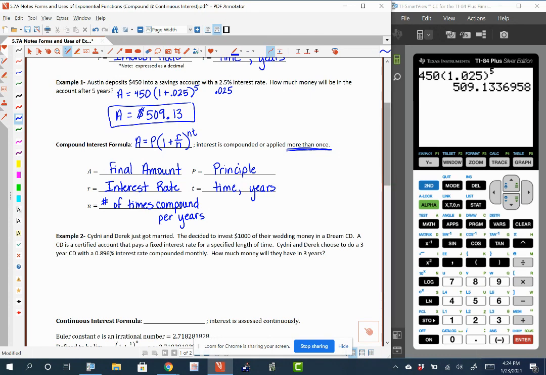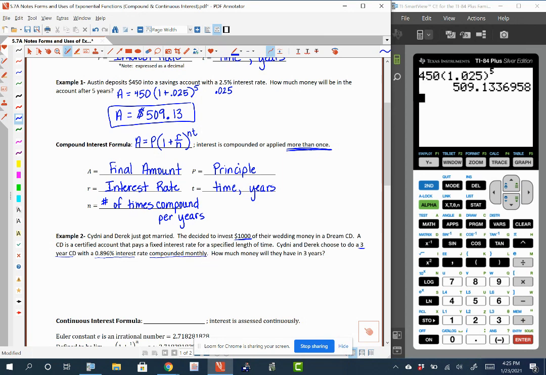It says Cindy and Derek just got married, and they decided to invest $1,000, so there's that initial amount, of their wedding money into a dream CD. It says a CD is a certified account that pays a fixed interest rate for a specified length of time. So it's kind of just another version of a savings account. Cindy and Derek choose to do a 3-year CD, and it's going to give them 0.0966 interest rate, but they're going to compound it monthly.